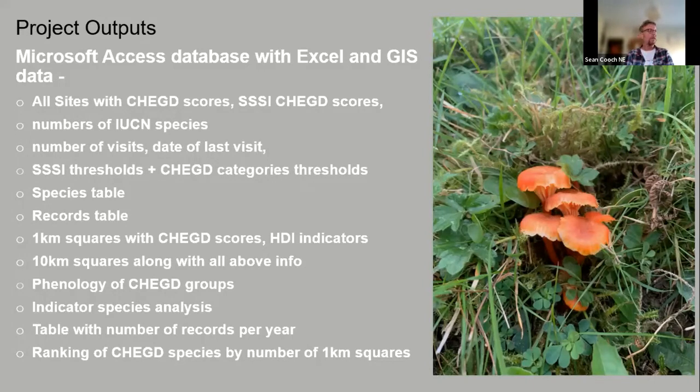We've also developed indicator species as well. That comes back to the high diversity, the HDI indicators. Again, I haven't got time to explain that, but in the triple SI guidelines, the JNCC guidelines, that is also described, the high diversity indicators in there as well. And just to finish, we are ranking as we go along the sites based on the CHEG-D. So that's an ongoing exercise at the moment.